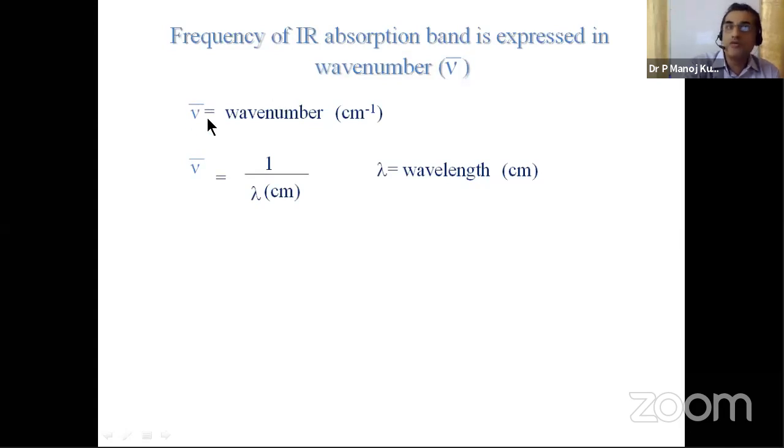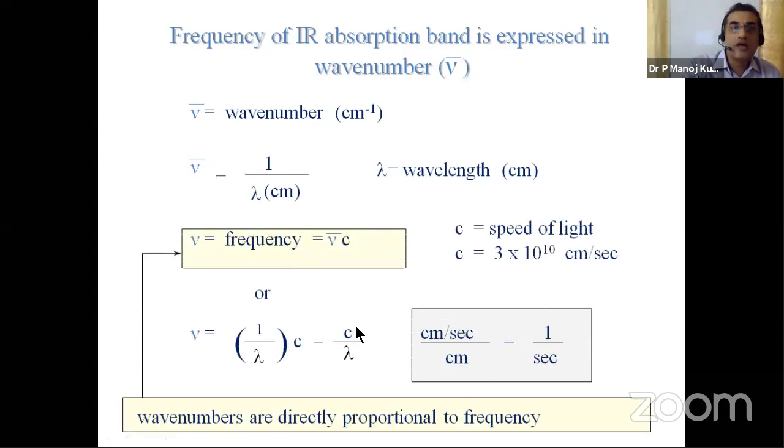How will you convert it into wave number? You just divide it by the velocity of light and you will get wave number. So this is how you express it. Either you take the reciprocal of the wavelength, or you take the frequency and divide it by the velocity of light, and you will get wave number.